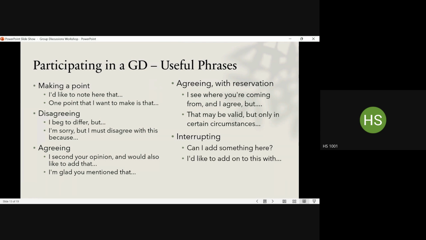Let's say you want to not interrupt anybody in a group discussion because everybody gets very limited time, right? But for whatever reason, you are in a situation where you must interrupt somebody. You can interrupt them very politely by asking, can I add something here? I would like to add on to this with, etc. Okay? So you're not entirely cutting them off. You're not raising this interruption mid sentence. You wait for them to finish their sentence and then you dive in, right?